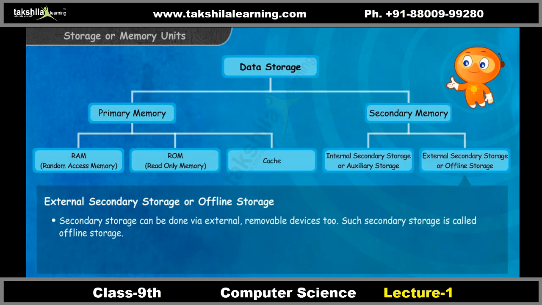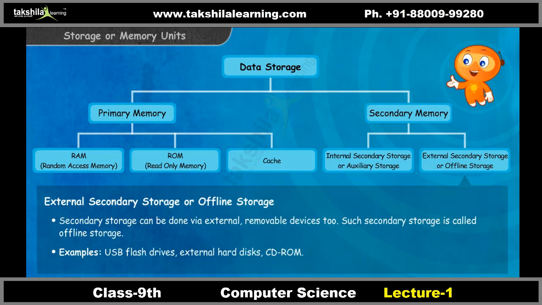Secondary storage can be done via external, removable devices too. Such secondary storage is called offline storage. USB flash drives, external hard disks, CD-ROM, are some examples for offline storage.